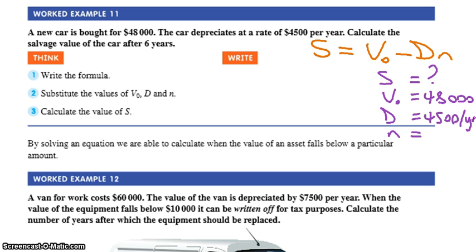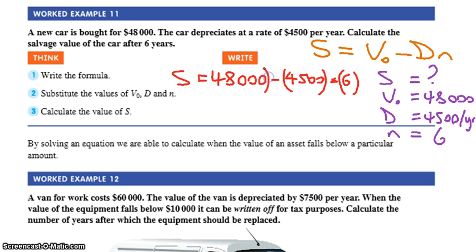Okay. How many years? 6 years. Third step, what do we do? What's n? n is the number of periods that it's depreciating by. Substitute in, so we don't know S, so we've got S equals 48 grand minus 4,500 times 6. And remember, I normally put brackets around everything that I've subbed in, just so I know that I've definitely subbed them in.